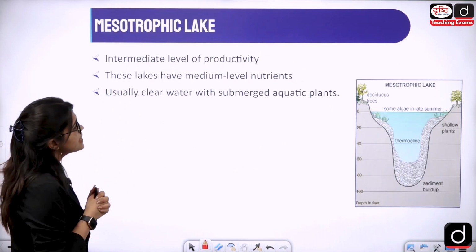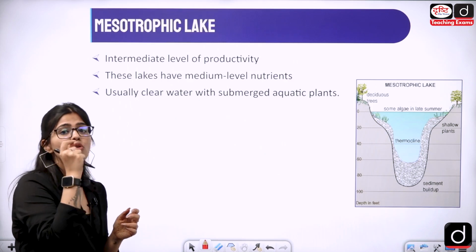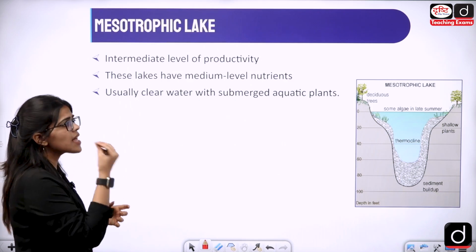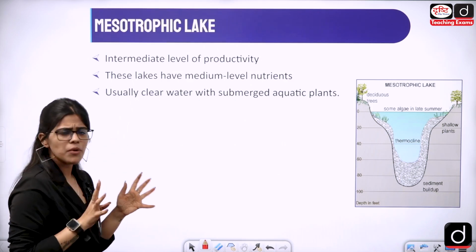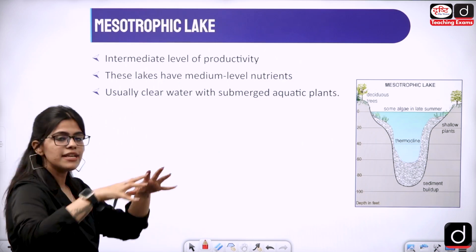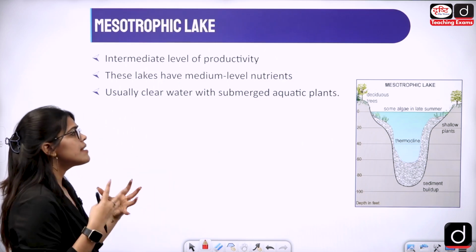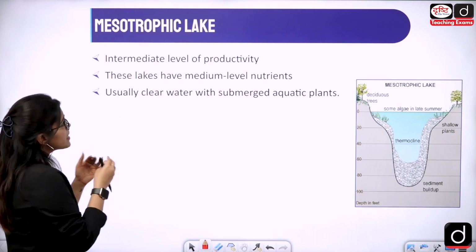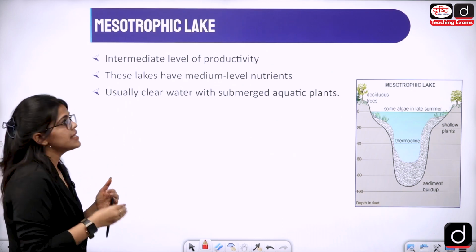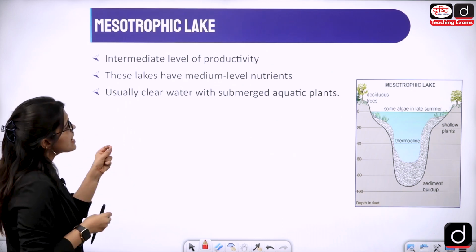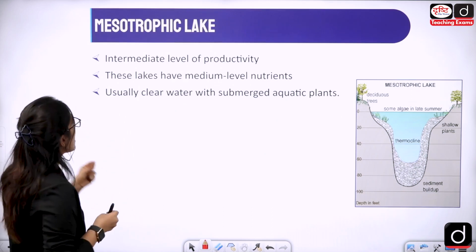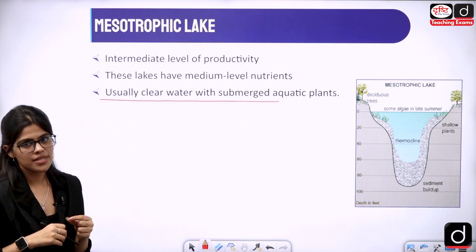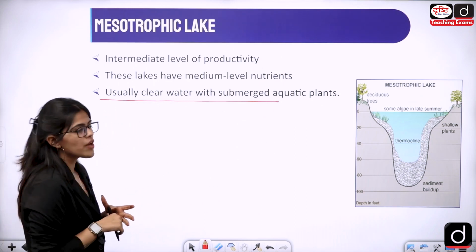Then we have the second type of lake, called the mesotrophic lake. Now look at the picture again. You see that there is some algae that appears in the later part of the summertime. There is some sedimentation that starts to build up, and there is flora and fauna, and shallow plants are also present. So an intermediate level of productivity is seen in mesotrophic lakes. These lakes have a medium level of nutrients and usually have clear water with submerged aquatic plants. So there is some amount of flora and fauna there.